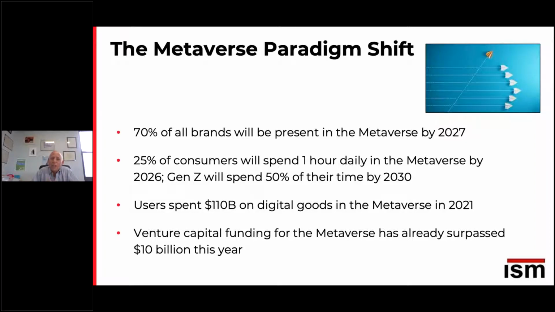That's all of us. And if you're a Gen Z, you'll spend about 50% of your time in the metaverse by 2030. Think about that. Users last year in 2021 spent about 110 billion on digital goods, which is nothing to sneeze at. And this year alone, venture capital has given the metaverse more than $10 billion. And that's above and beyond the 80 billion that Microsoft and Meta and others have already committed. So it's something that's not going away, and it's already underway, this paradigm shift. And it's something we should all be present and aware of.